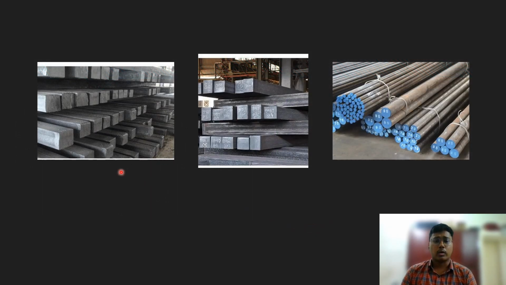These are the final products of the steel plant. This is bloom, this is billet, and this is round. The difference between the bloom and the billet is the size. The blooms are generally larger compared to the billets.